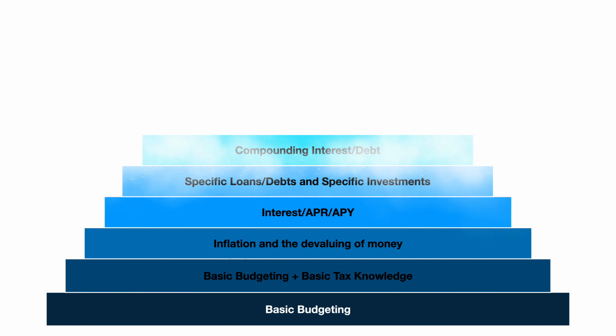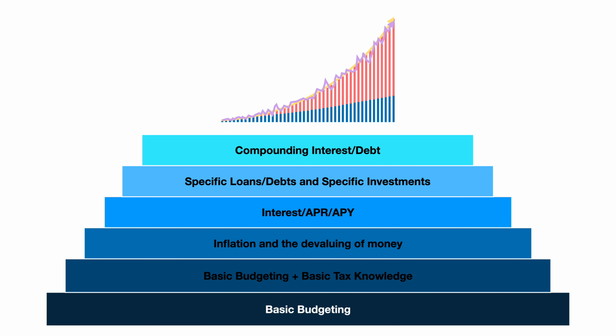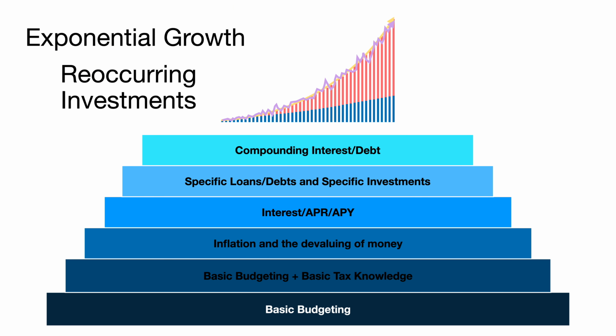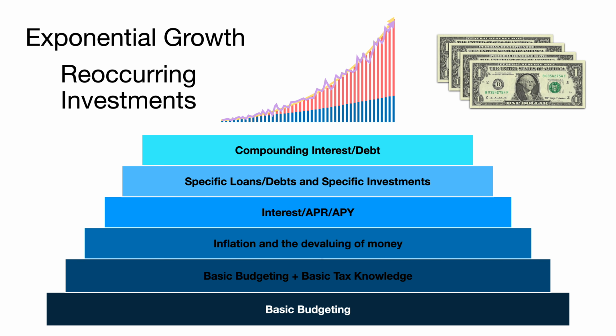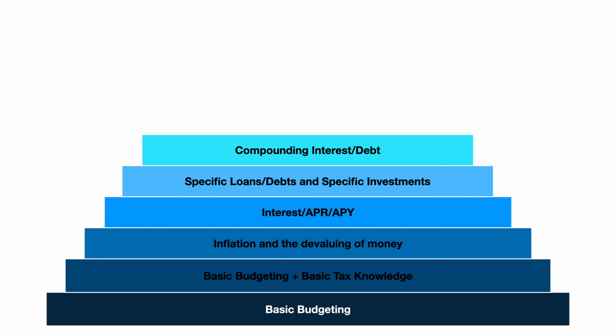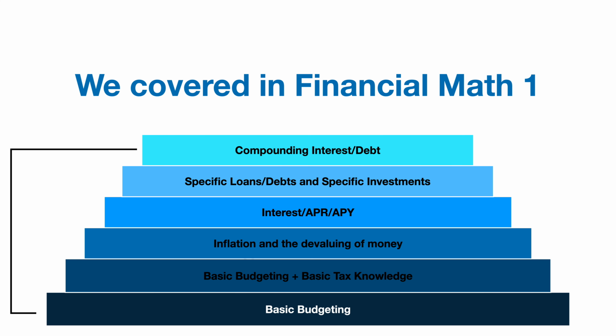And the last level of the blue is compounding interest and debt. And so that is going to be understanding the exponential growth concept of recurring investments or recurring debt. So that means if you're just continuously putting more money into something week after week or month after month over the course of time, that is just going to grow exponentially. And that is a fundamental concept to understand in finance, and it is why it's on one of the higher levels. So all of these concepts right here in the blue, we actually covered all of these in Financial Math 1, so giving you a brief little refresher on each one of those.